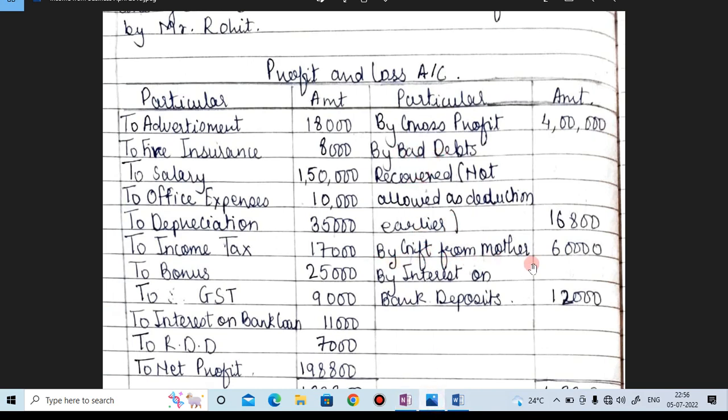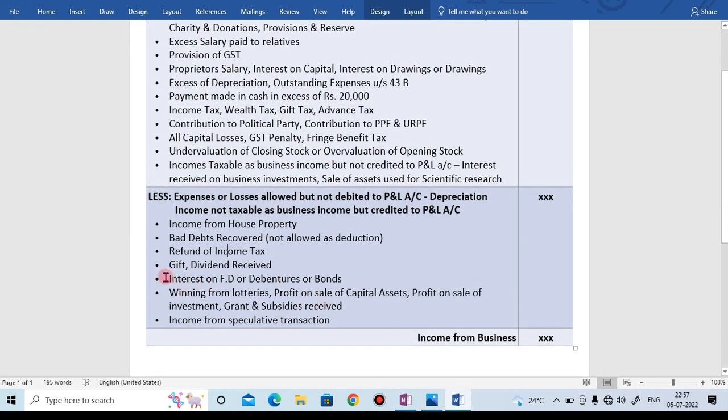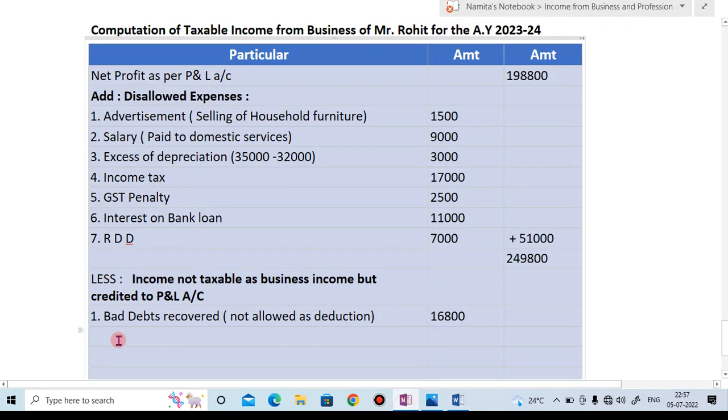By gift from mother, 60,000. Now mother is what? Personal, a relative. So gifts are not related to business. Gift by mother is not related to the business income. See the format: any type of gifts are not related to business. Second, gift from mother, amount is 60,000.